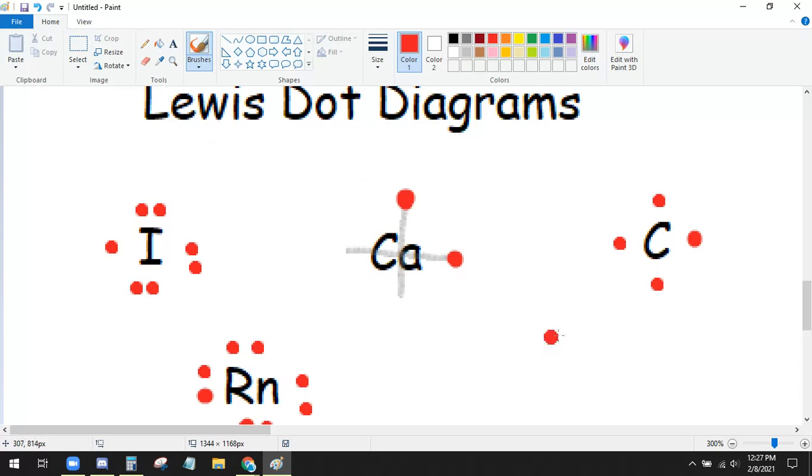If you need more help on those, let me know. They're fairly easy. It's just the number of electrons in the last shell around your symbol, instead of all of the electrons. Okay?